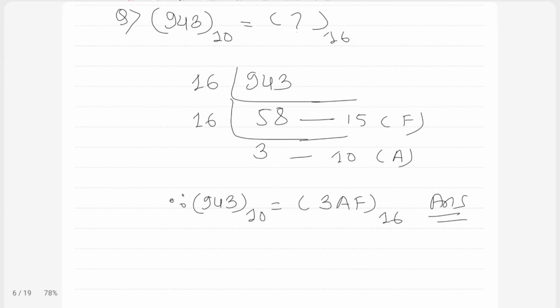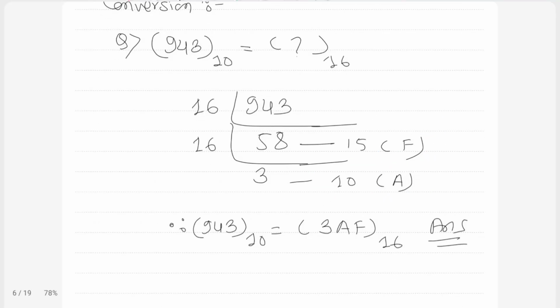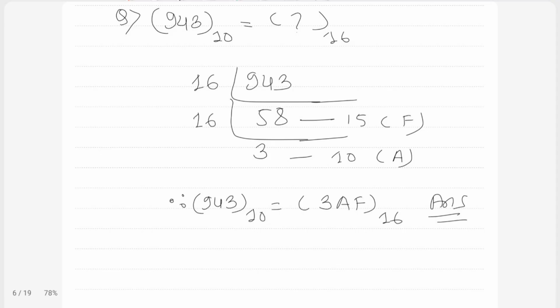Again, let me repeat the question and answer. We have the question: 943 base 10 equals to what? When we see that type of question, we divide by 16. The remainders we put from bottom to top. Then we have the answer: 943 base 10 equals 3AF base 16.